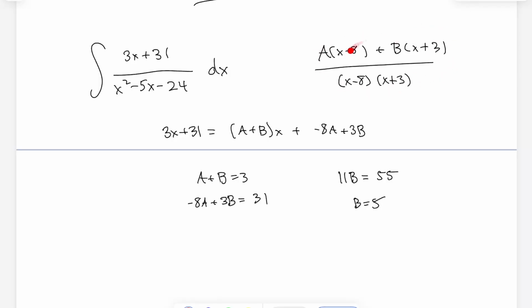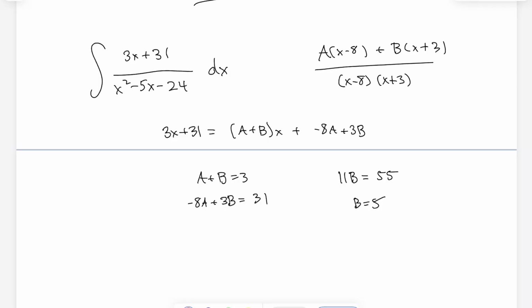This is what you'll get when you add them together with the common denominators. And then distributing the A and the B gives you this in the numerators, which gives me these two for the system. Now, if you had arranged your A's and B's the other way around, it might look different, but I got A plus B is 3, and then minus 8A plus 3B is 31.